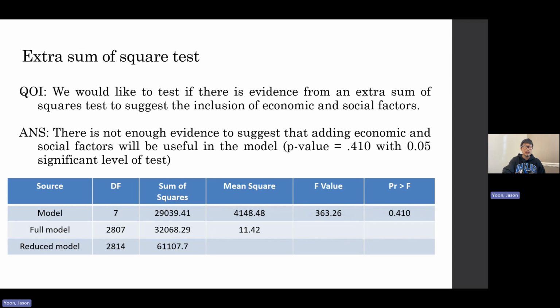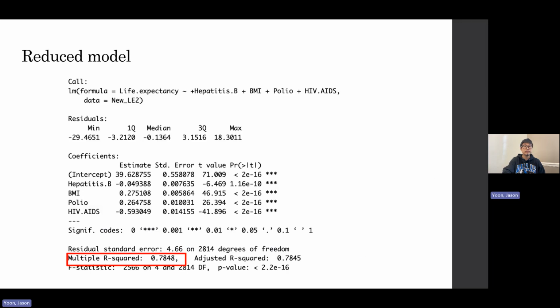So I want to introduce a little more detail on the reduced model used here. We only select health-related variables like hepatitis B, BMI, polio, and HIV/AIDS. This reduced model has highly statistically significant variables and coefficients, and the multiple R-square is 0.7848.